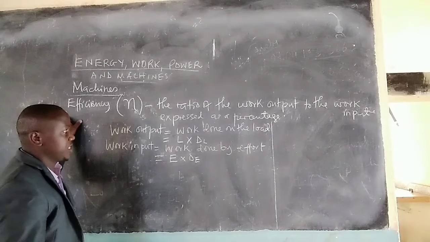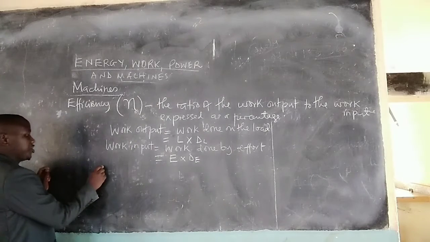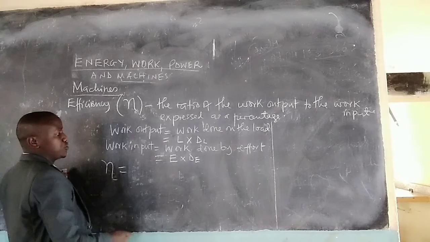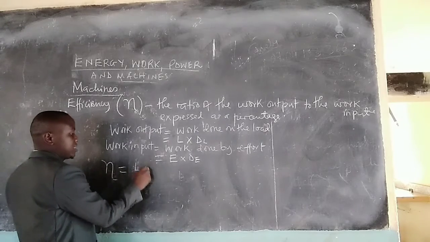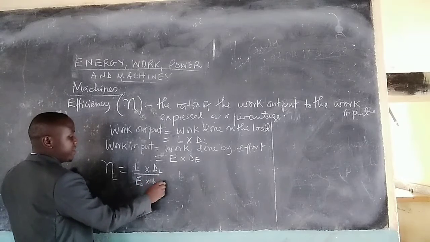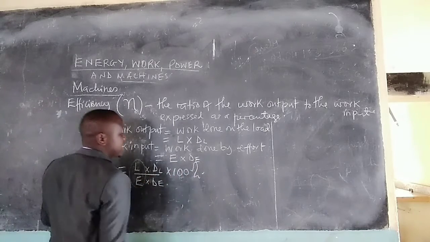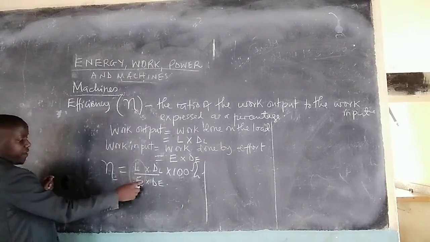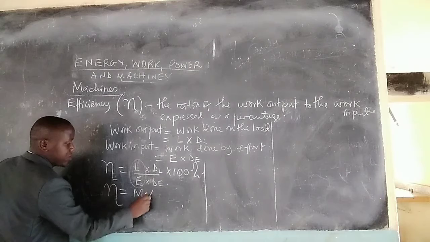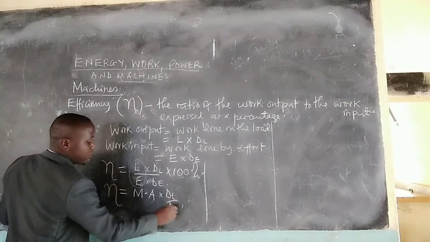Now coming to the definition of efficiency, the ratio of work output to the work input in a machine expressed as a percentage, then we will say that efficiency is given by work output, load times the distance moved by the load, out of effort times the distance moved by the effort, multiplied by 100%. But we know that load over effort is mechanical advantage. Therefore, this is mechanical advantage of a machine multiplied by distance of the load over distance of the effort.